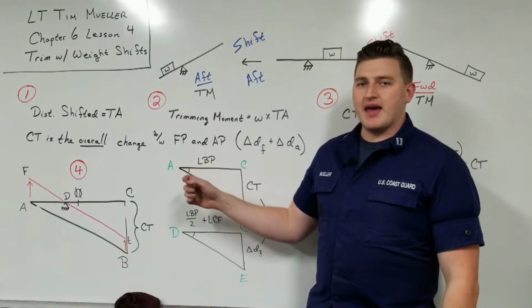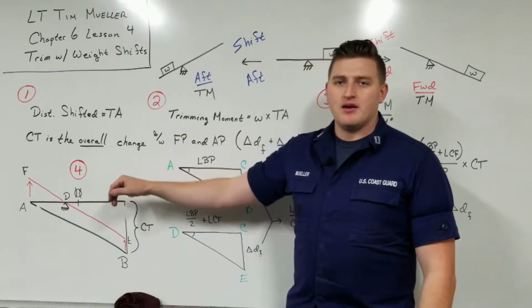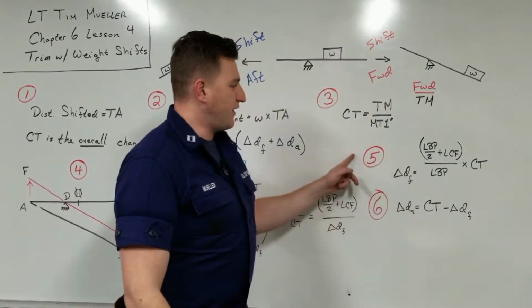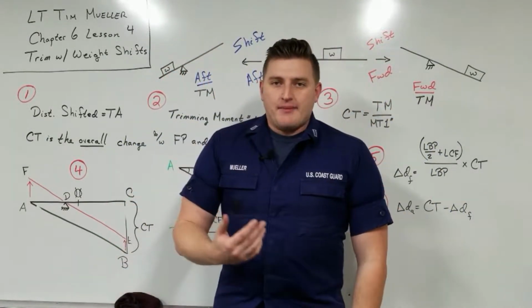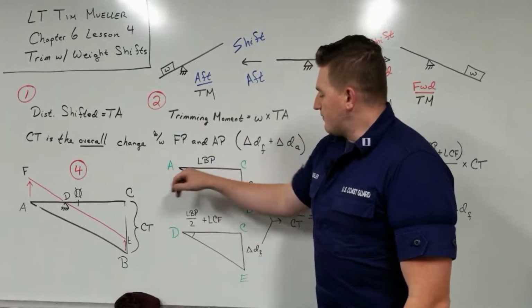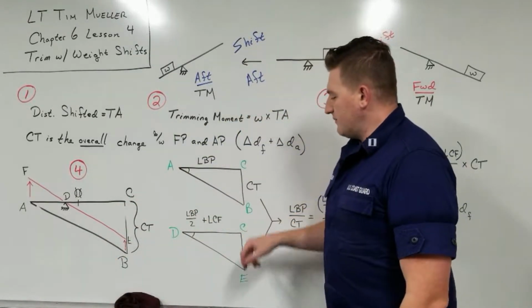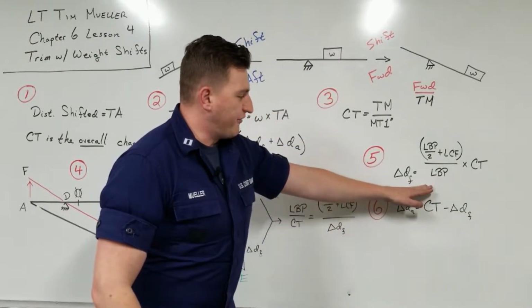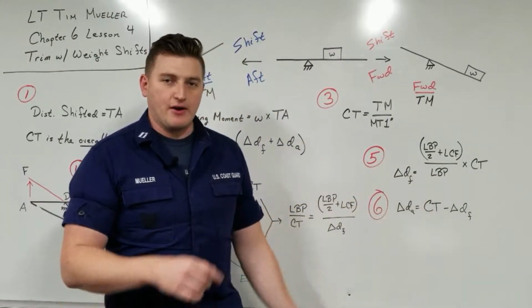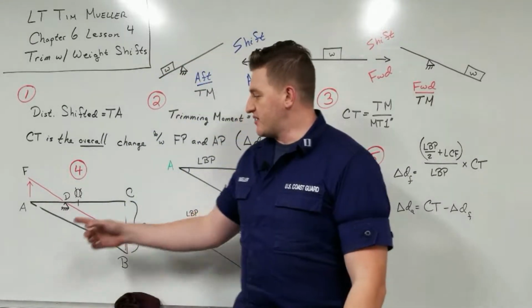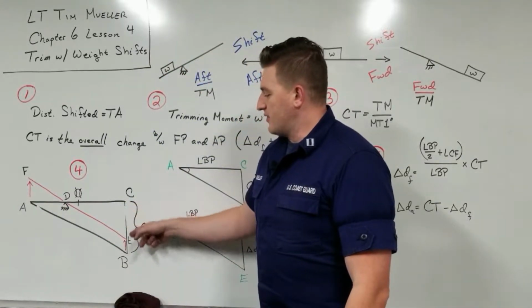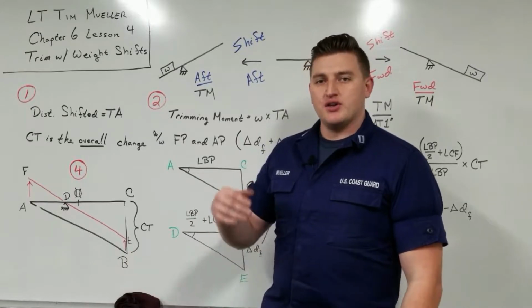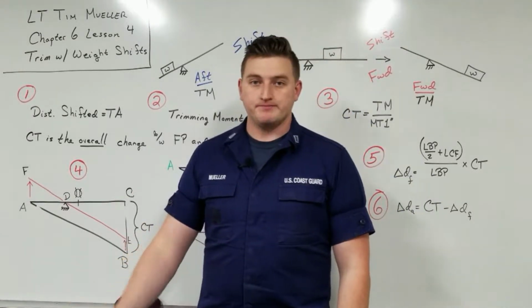And that was what we had right here in step 4, moving into step 5. All the geometry that we did right here, A, B, C, and D, E, C, allowed us to derive this formula here at 5. This gives us our delta D forward, which is how much our draft forward changed due to this trimming moment.